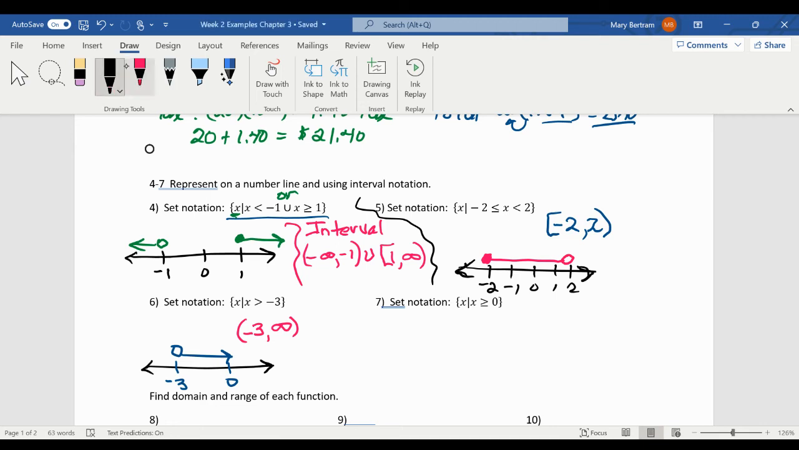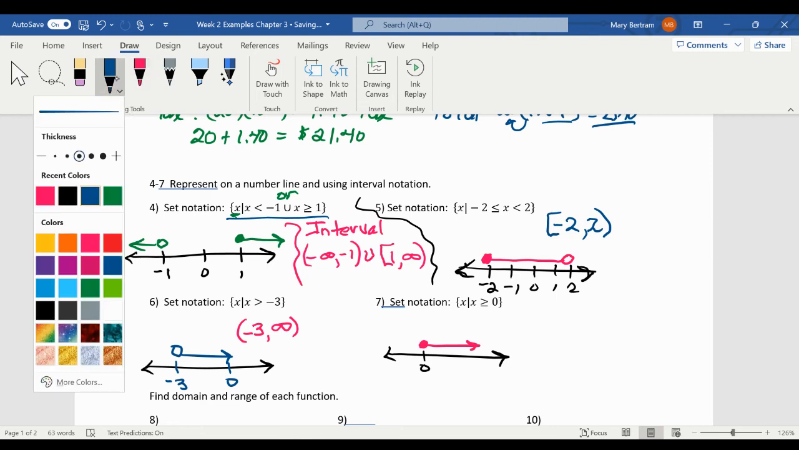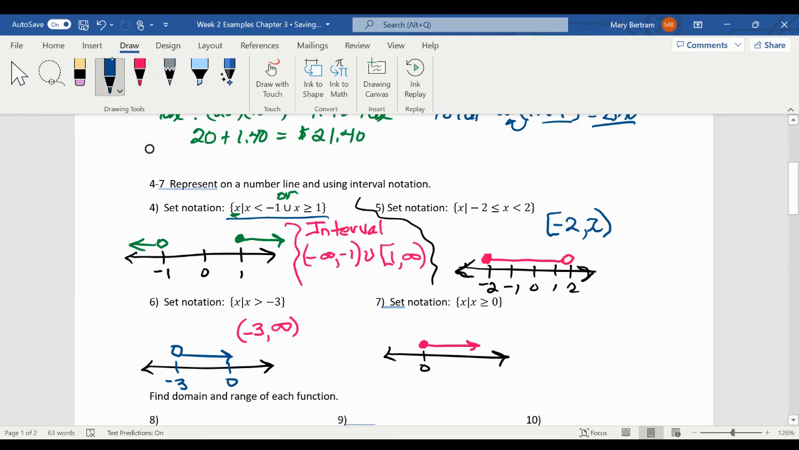And on the one on the right here, x is greater than or equal to 0. Okay, I'll just put 0 there. Greater than or equal to, that's a closed circle. Greater than, shade to the right. And the interval for that one, since it's or equal to, and we have a closed or filled in circle, that would be 0. And since we're going to the right, infinity.